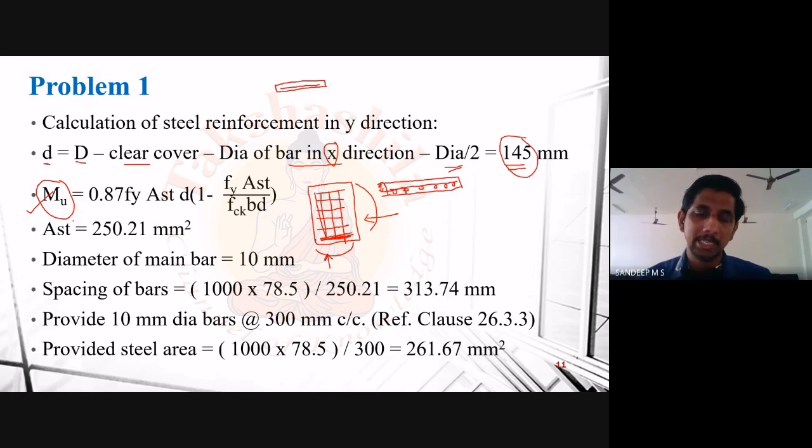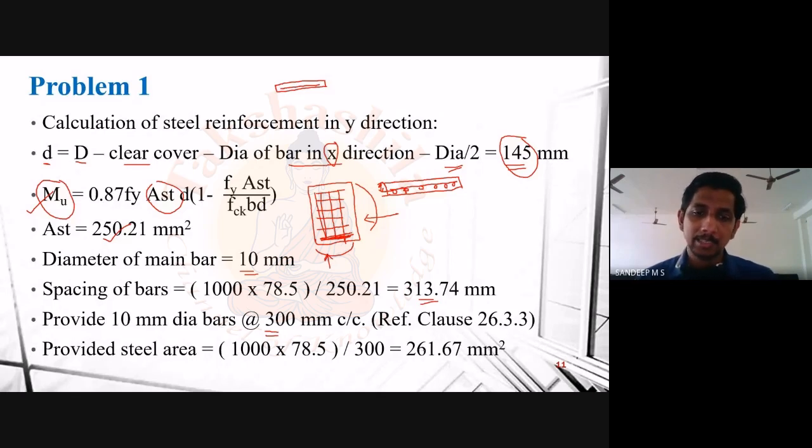Okay, so after substituting My here, you can calculate the value of AST, and in this case it is coming around 250.21 millimeter square. So you again assume the same diameter bar or whatever you need, then find the spacing requirement and round it off. Here they are getting it as 313.74, and again we cannot provide that much spacing because the clause in the code restricts to a maximum spacing of 300 millimeters, and we have some more conditions, 5 times d and other things. So based on that, you provide the spacing. Okay, so in this case, they have provided 10 millimeter diameter bars at 300 millimeter center to center.